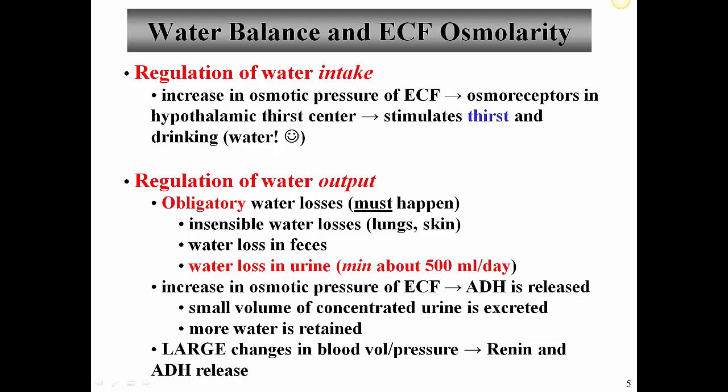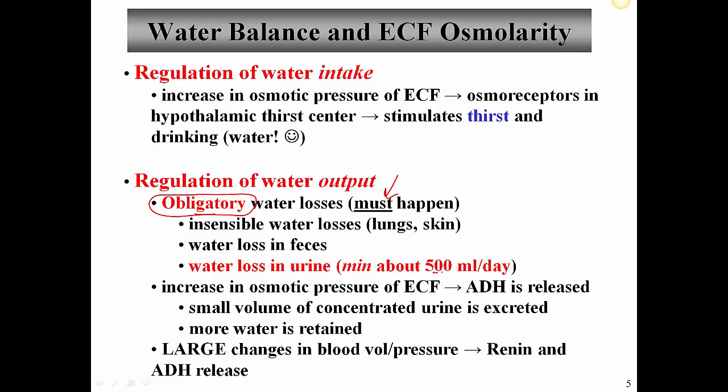Well, remember, first of all, we have these things that happen, as we talked about in the last slide. Those water losses that we have every day, including the insensible water losses, the water lost in feces, and the water lost in urine, we refer to these as obligatory water losses. And the reason for that is these must happen. We can't do anything about these. We always lose the water from the lungs and the skin. We don't slow that down. We always lose water in feces, as long as, of course, we're eating a normal diet. And we always lose water in urine.